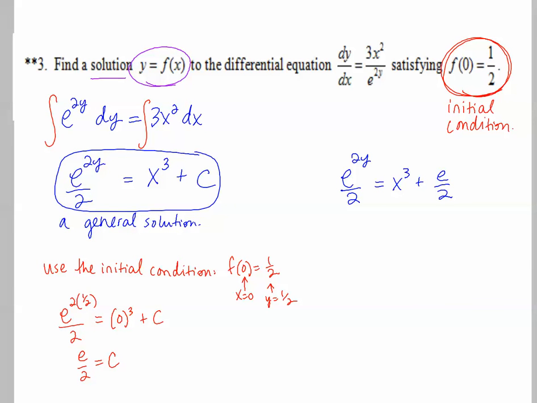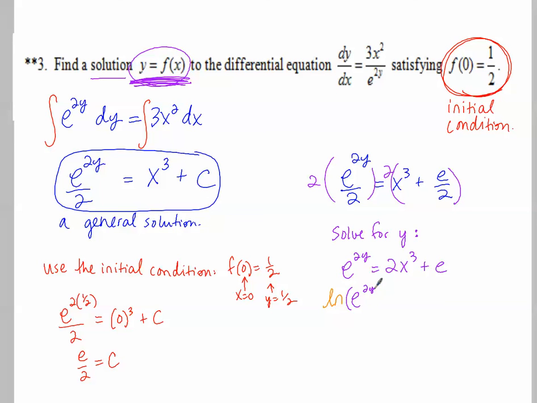Now I make sure I'm giving the solution the way it's asked: y equals f of x. So now I need to solve for y. Well, I need this over 2 to go away, so let's multiply both sides by 2. 2x cubed plus e. I multiplied by 2, right? I took this times 2, I took this times 2, both sides times 2. Now I need to make the y get out of the exponent, so we'll use our inverse property, the natural log. Natural log of e to the 2y equals natural log of 2x cubed plus e.